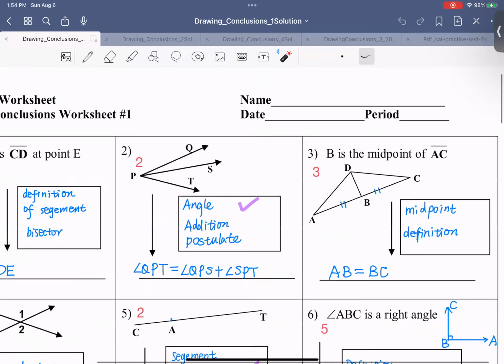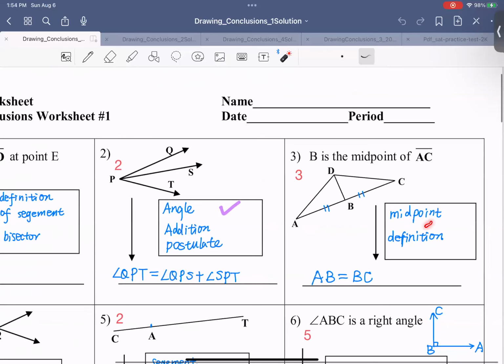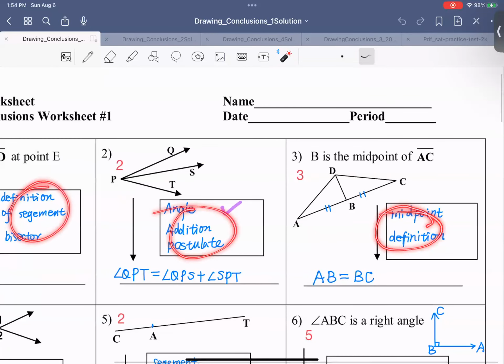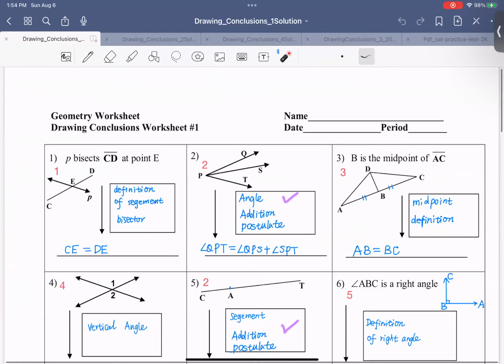And next one, we use this one so often. If B is the midpoint of AC, you will say AB equals BC, but you have to write down the midpoint definition. Okay, so this is the thing we need to remember to get full points. So far, any question?